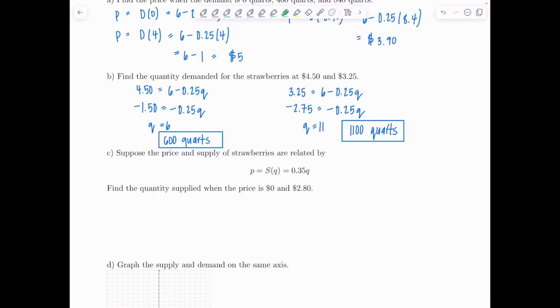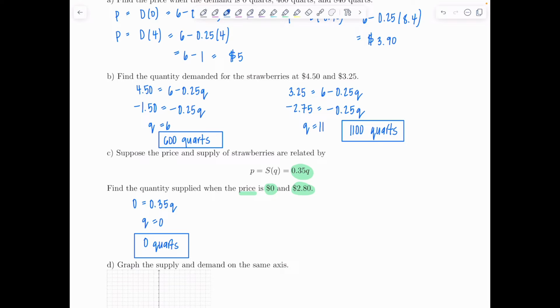Again, you should know this is a supply equation because the slope, the coefficient on Q, is positive. Find the quantity supplied when the price, so we're substituting in for P, $0 and $2.80. Okay, so 0 equals 0.35 Q. Q is 0, right? So 0 quarts. That should make sense, right? If you can't charge for something, who's going to want to make it and sell it? Nobody. I'm not making anything for you people.